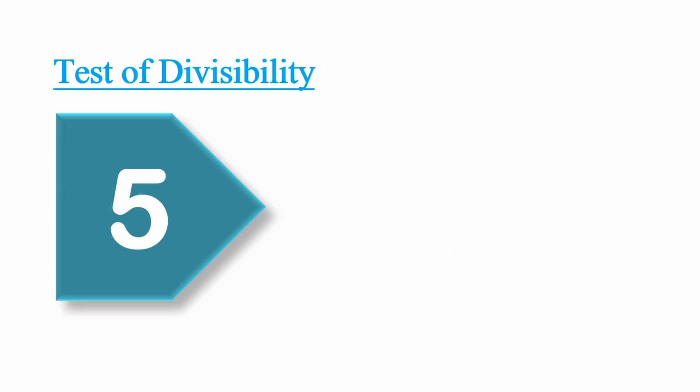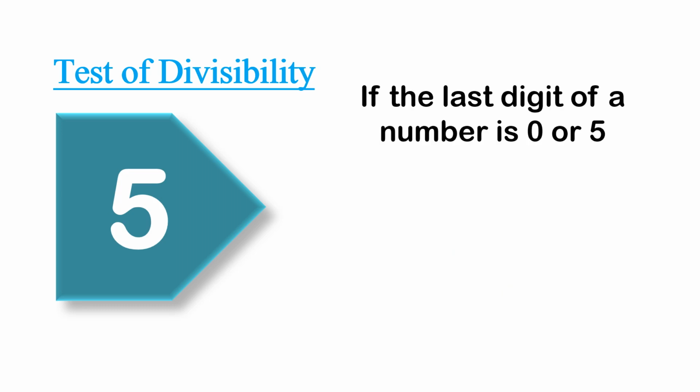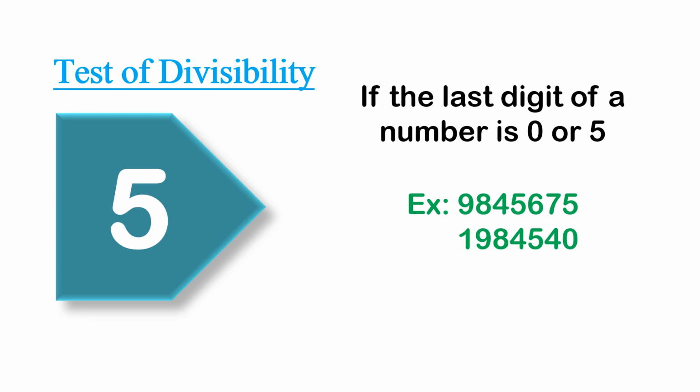Test of divisibility of 5. If the last digit of a number is 0 or 5, then the number is divisible by 5. So these are some examples. In the first example, the number is ending with 5. In the second example, the number is ending with 0.